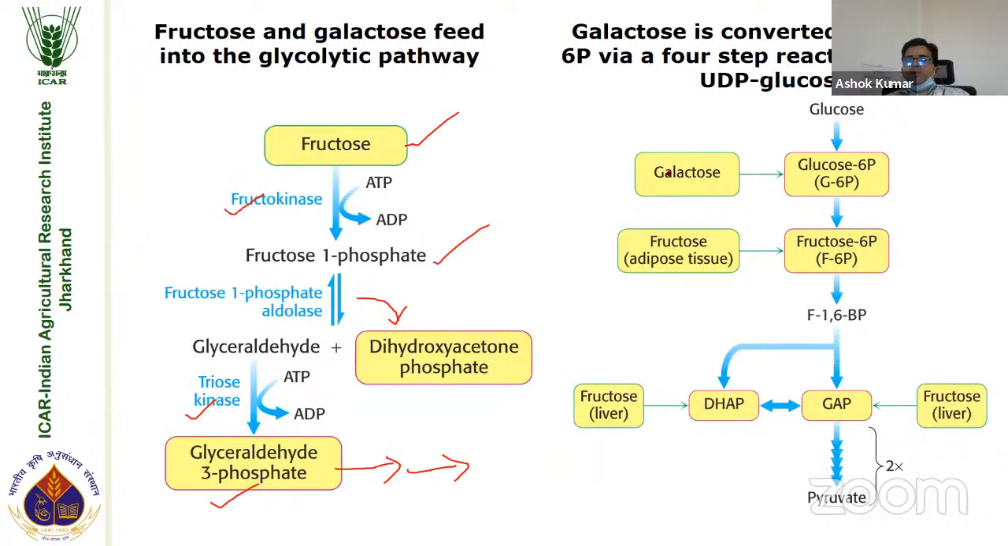Similarly, if you have galactose, in the presence of galactose kinase it can be easily converted into galactose 6 phosphate, and galactose 6 phosphate can be isomerized to glucose 6 phosphate.